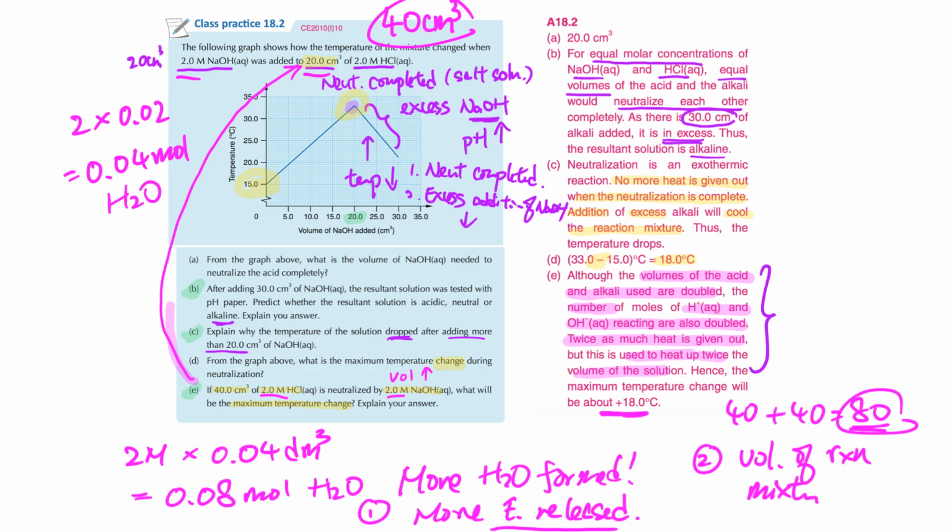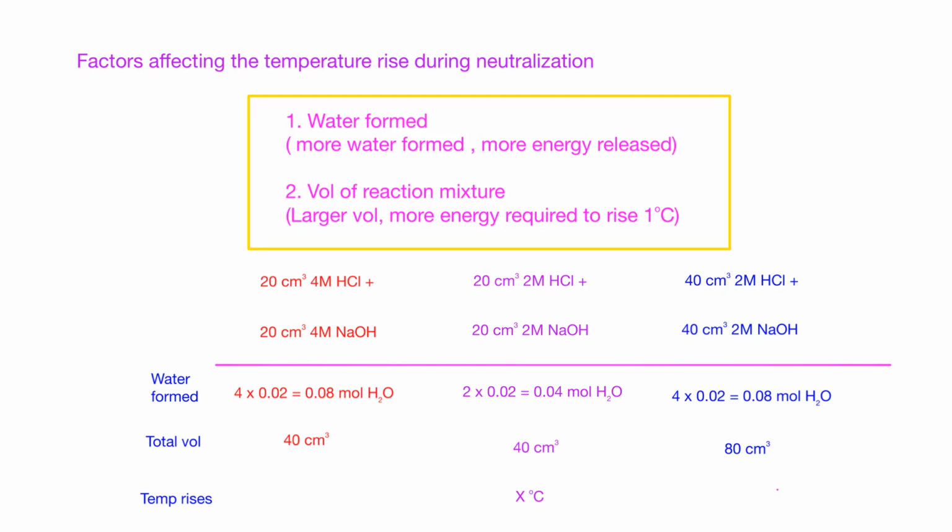Okay, so just want to summarize the two examples that we have done just now. In order to know how the temperature rises, there are two factors affecting that. One will be the water formed. The more water formed, the more energy released.